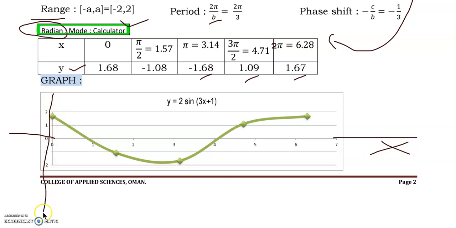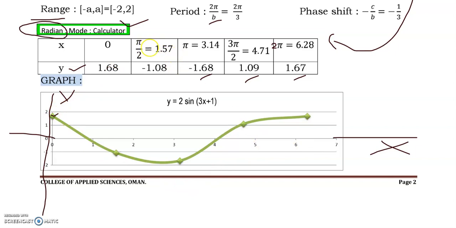This is your y-axis. Now you place the values. First point, that is x0, y is 1.68. So this is x0. What is y? 1.68. So this is the first value. You plot all the points, then you join the points by a curve.